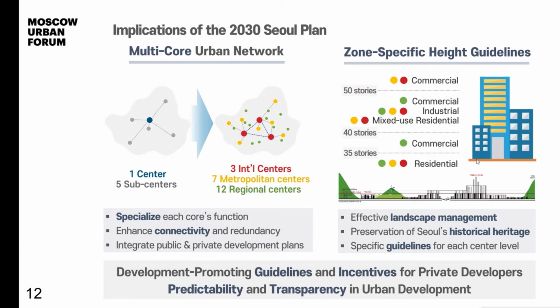And we had for over 20 years a sensitive theme because of the building heights. In 2030, together with the citizens, we made a guideline for building heights, according to land use and according to the sort of center. So over 50 stories for commercial areas in sub-centers, and 40 stories and 35 stories. For each center and each land use, there is a height guideline according to land use in the city centers. This means we have predictability and transparency for the private developers. That is the effect of the 2030 master plan.